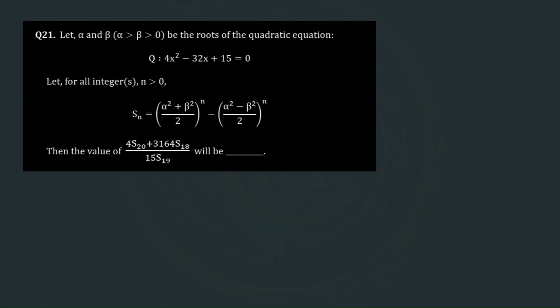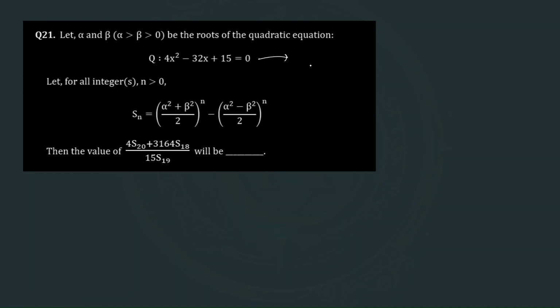Here is the first question of Section B, which is of integer type. It says, let alpha and beta be the roots of the quadratic equation this. Let for all integers n greater than 0, Sn be defined like this. Then the value of this is asked. So alpha and beta are the roots of this equation, where alpha is greater than beta. So let us try to find the roots of this equation first.